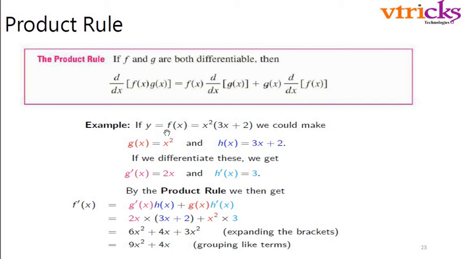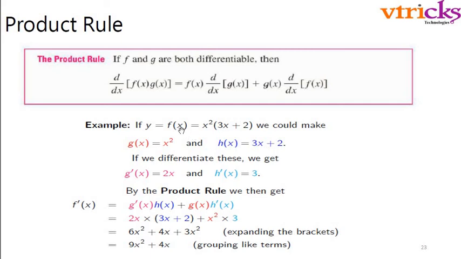So let's take an example where f(x) is x square into 3x plus 2. We take g(x) as x square, and we also take h(x) as 3x plus 2. So we are looking at f(x) as the product of two functions. We have f(x) is x square into 3x plus 2, so it's a product of two functions. The first component, the first function, I'm representing as g(x), so that is x square. And the second part, I'm representing as h(x), which is 3x plus 2.